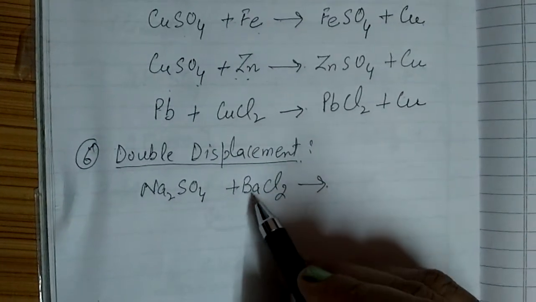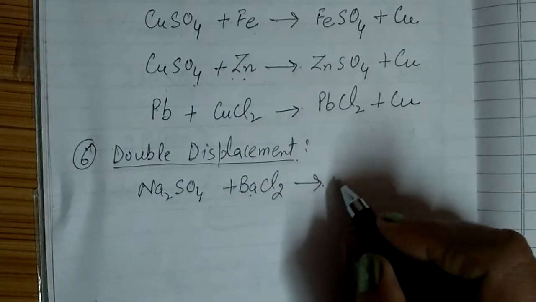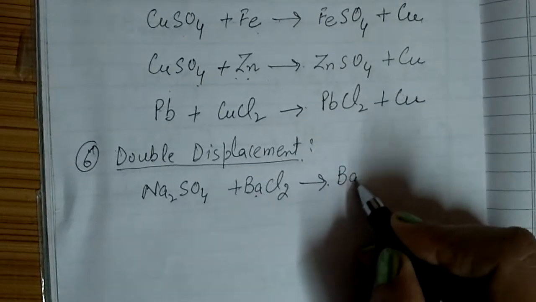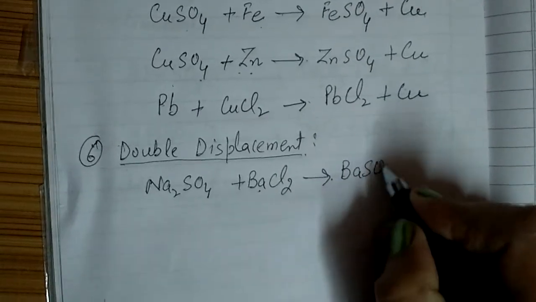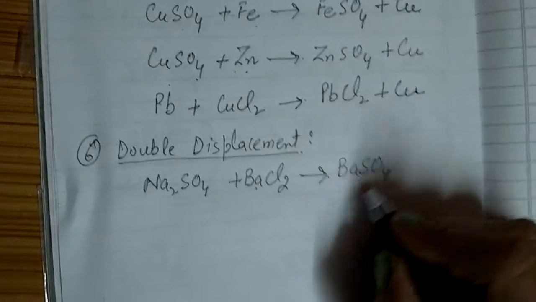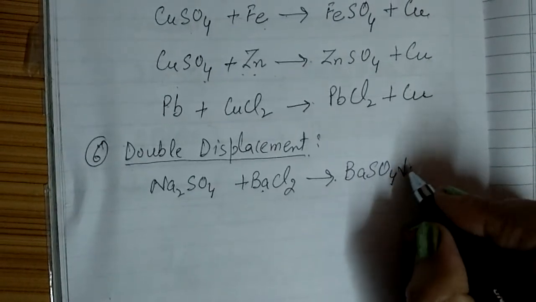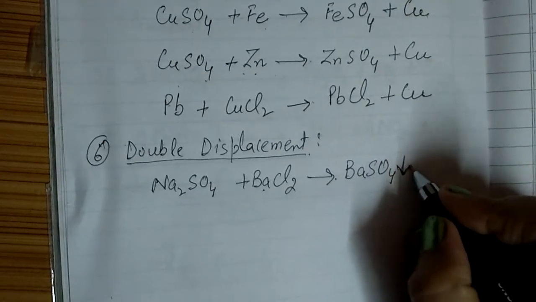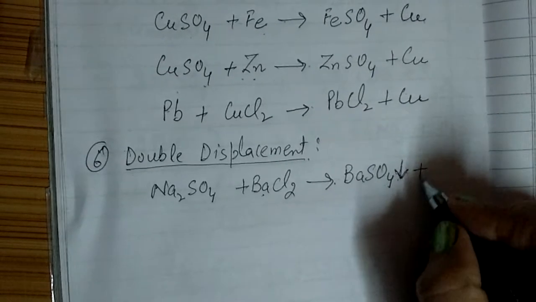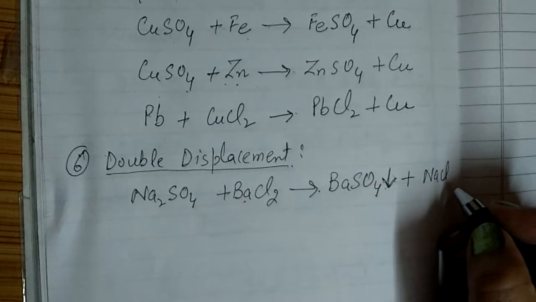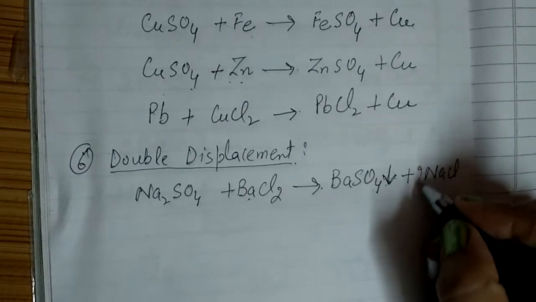So here the barium will react with the sulfate ions to form barium sulfate. The white precipitate of barium sulfate is obtained over here, and precipitate we always show with a downward arrow mark, that means the downward displacement, and sodium chloride in solution form is obtained over here in the reaction.